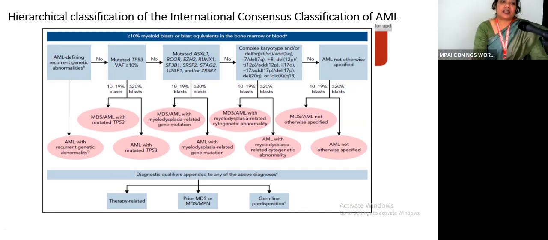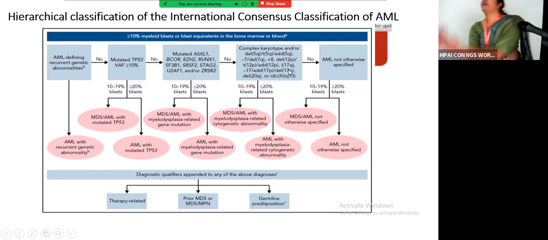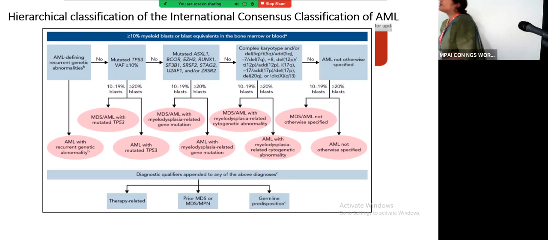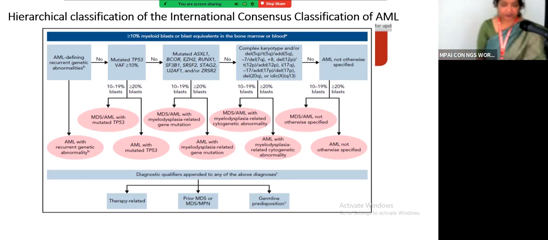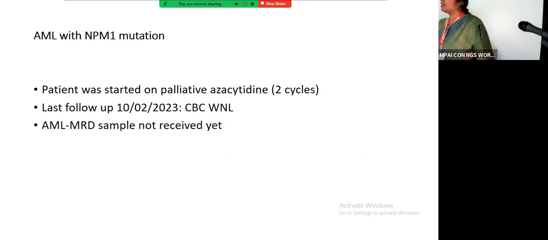If there is no defining recurrent genetic abnormality, then we give preference to the TP53 mutation. Where is the cursor? I don't know, I can't see it. Okay, and if TP53 is negative, then the MDS-related mutations are given privilege, followed by MDS-related cytogenetic abnormalities. So this is how you have to classify your case in terms of hierarchy. So in this case, we know we are dealing with a case of AML with NPM1 mutation.